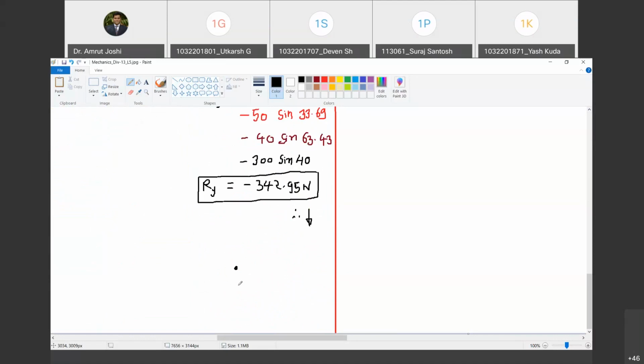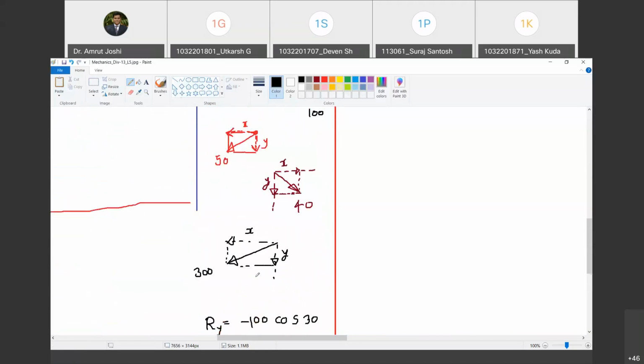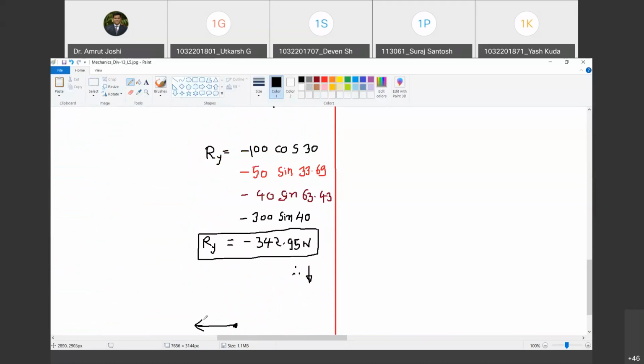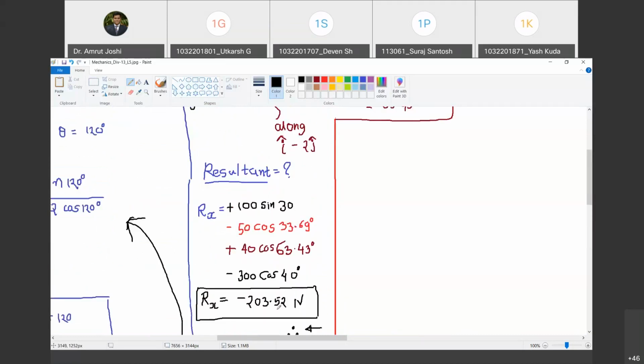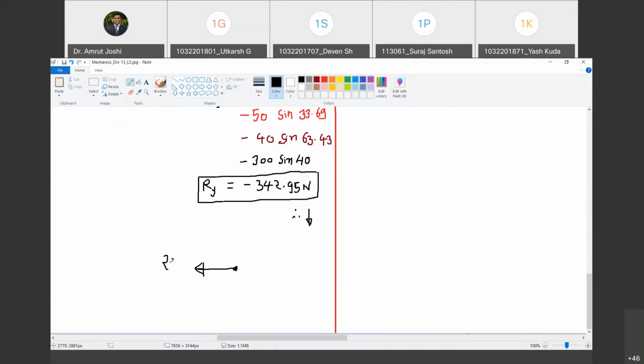So let me plot this Rx and Ry. This is the body, and Rx is towards the left. Why? Because it is negative. Are you with me? Yes, sir. The moment you show it towards the left, forget about the sign. So now I cannot write it as minus 203.52. I have to write it as 203.52, only the magnitude. Are you with me? Yes, sir. Its direction I have already taken care of by showing it in the negative x direction.